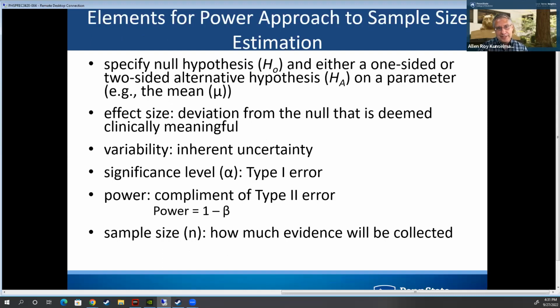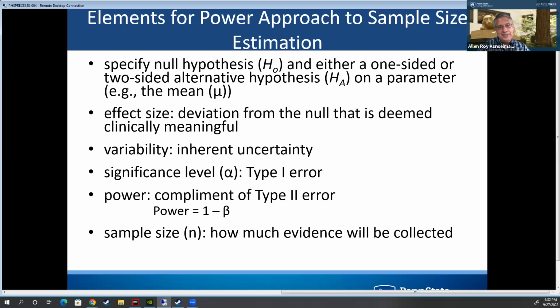So what are some elements to this? Well, you specify the null hypothesis and either a one-sided or two-sided alternative hypothesis on some parameter you're trying to test, a mean or a proportion, for example. Probably 95% of your projects should have a two-sided alternative hypothesis. Even if you think it should be one-sided, like drug A is better than drug B, you want to do a two-sided test because it tests not just for benefit, but can also test for harm. There are very rare situations where you really want to do a one-sided hypothesis test.